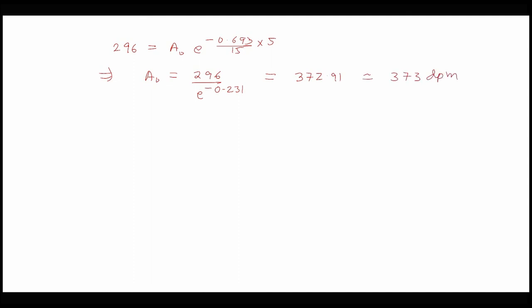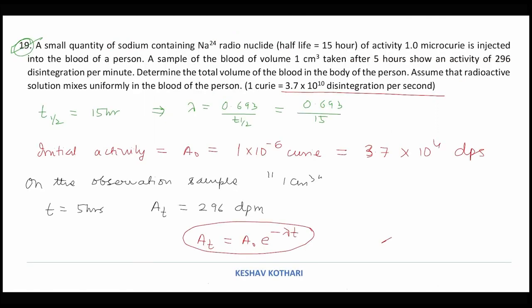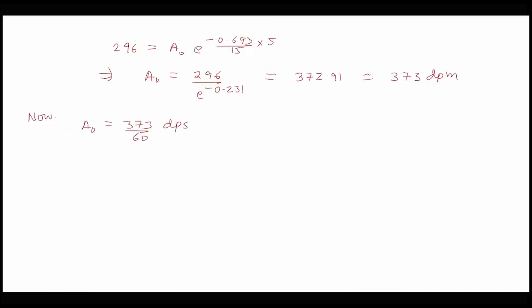Now the activity A0 can be written in terms of disintegrations per second by dividing it by 60. Since we are talking about 1 cm³ of the blood, the value of initial activity is coming out to be 373 by 60 disintegrations per second. When we talk about the entire sample, the initial value of the activity was given to us as 3.7 × 10^4 disintegrations per second. So using this, we are saying that 373 by 60 disintegrations per second is exhibited by 1 cm³ of blood sample.